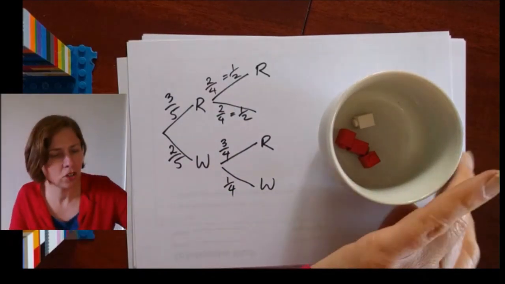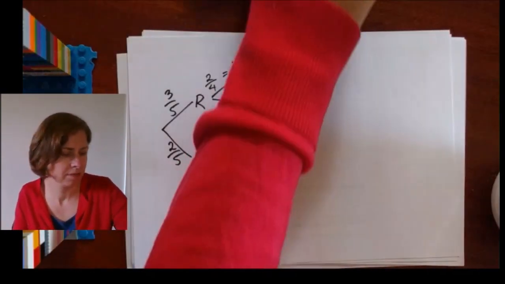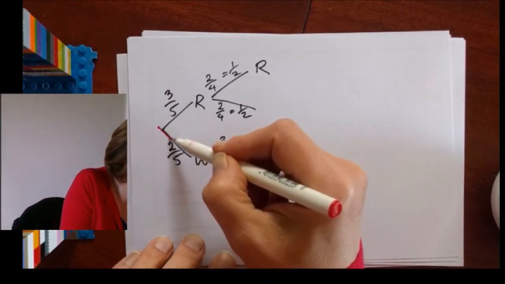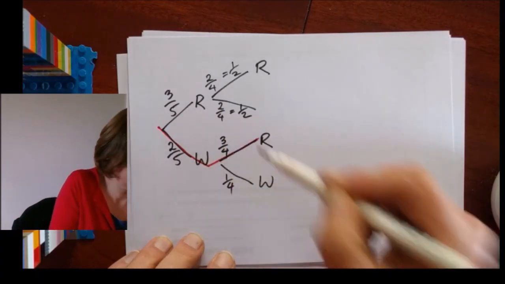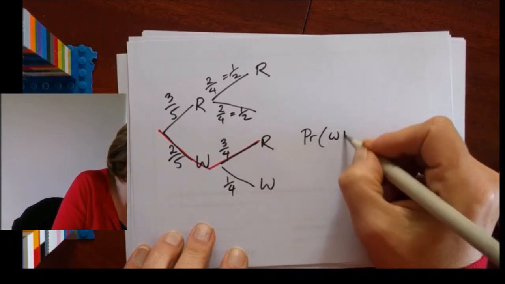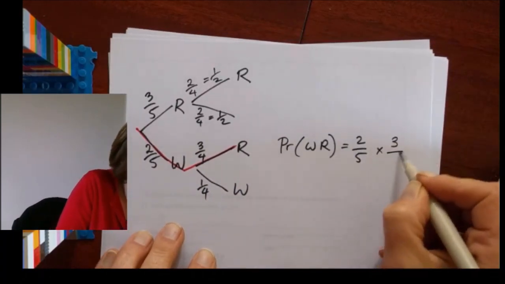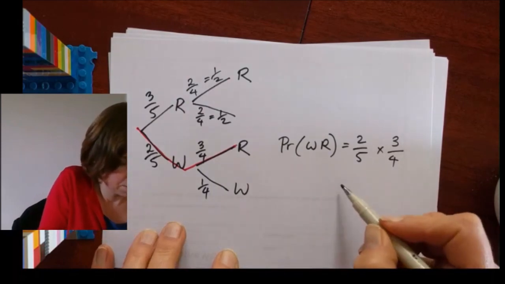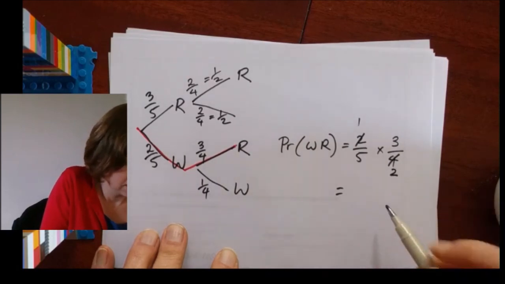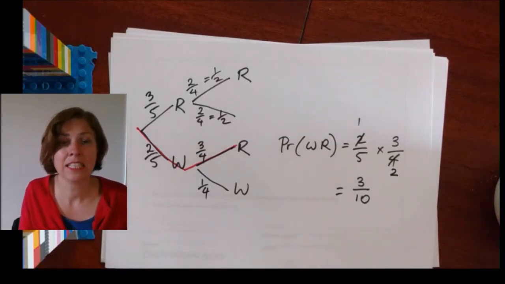Okay, so my question is, what's the probability of getting white then red? So I start, having done nothing, I pull out a white Lego, then I pull out a red Lego. My probability is going to be 2/5 times 3/4. Now I can simplify this. 2 and 4, 2 goes once, 2 into 4 goes twice. So I end up with 3/10. The probability of getting white, then red, is 3/10.